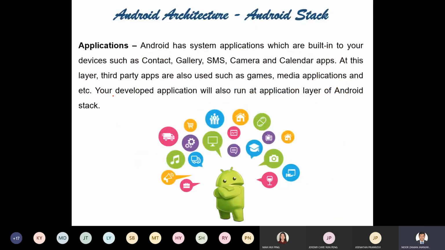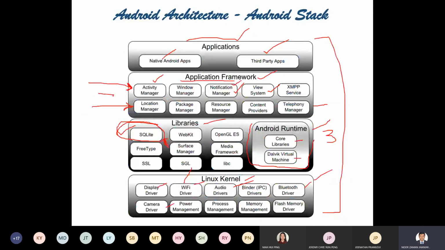So now what happens next? The third layer is the libraries. In the libraries, there are different libraries. We took one example, SQLite, which is the most important because we will be using a database in our applications as well.